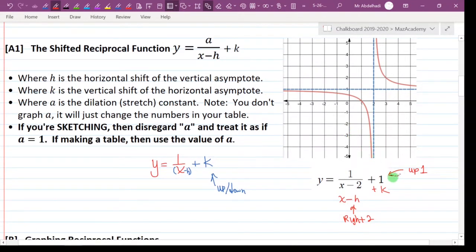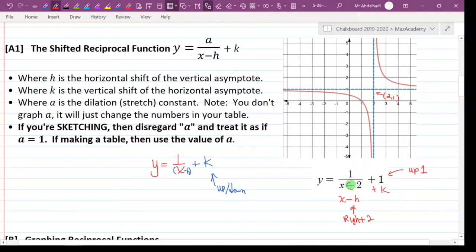So in this case, we're going to move our horizontal asymptote up 1 space. So what used to be on the x-axis is now at y equals 1. That's the new asymptote there. And to the right 2, what used to be the y-axis is now moved over to the right 2, and you now have your new origin at 2, 1, which corresponds to this 2 and this 1 here.